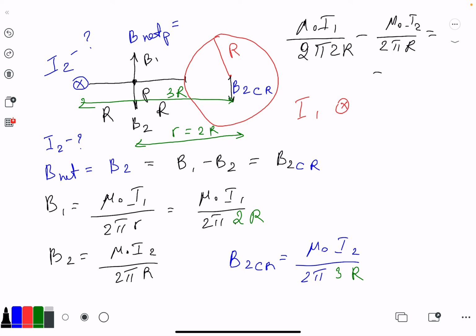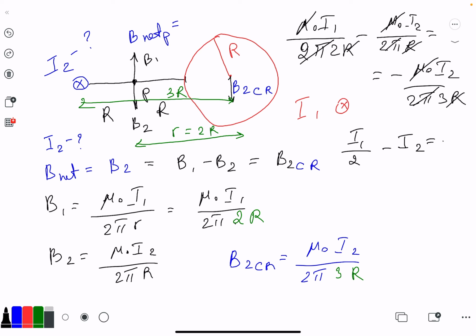And that's equal to, since we're defining the downward direction as negative, negative B2 at the center of the rod, which becomes mu naught current 2 divided by 2 pi times 3r. So here we can cancel out the mu's, the 2 pi's, and the r's. We end up finally with current 1 divided by 2 minus current 2 equals minus current 2 divided by 3. So that's it. Plug the numbers.